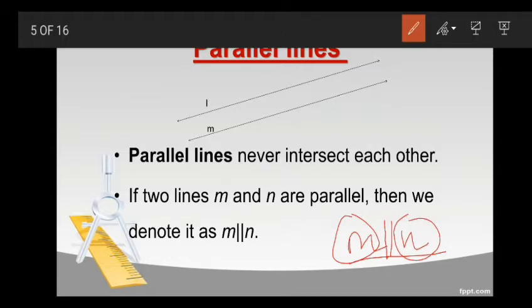So parallel lines never intersect each other, and if two lines M and N are parallel, then we denote it as M parallel N. This is the symbol to represent when two lines M and N are parallel.